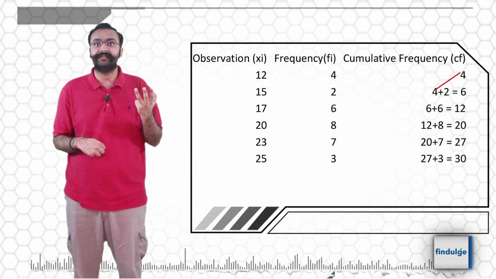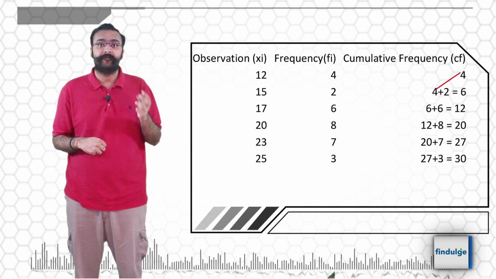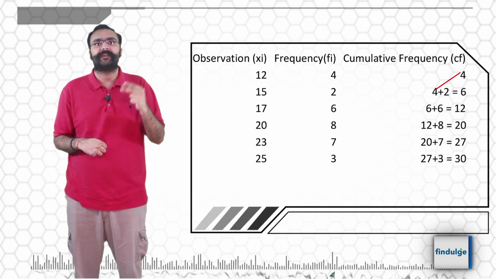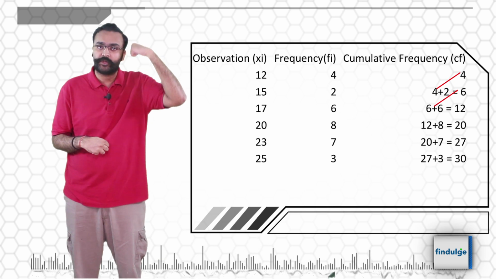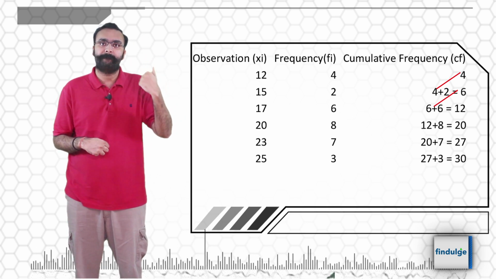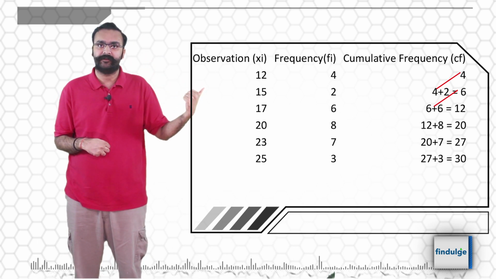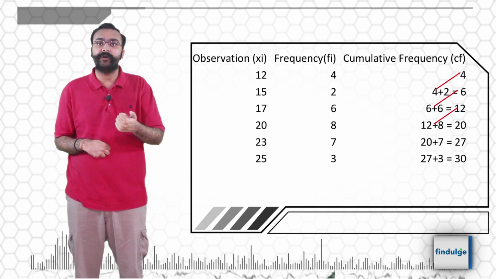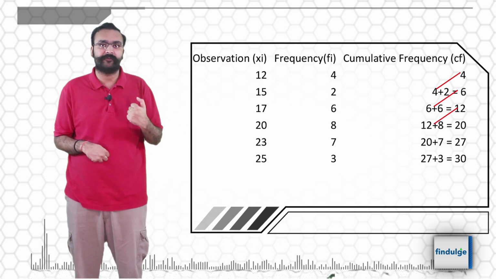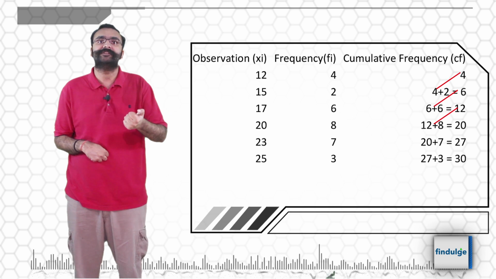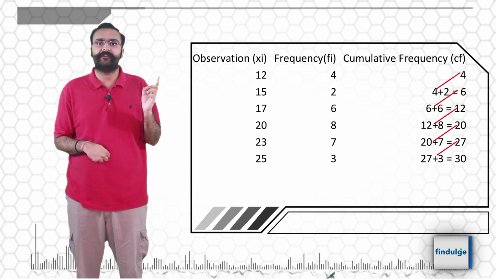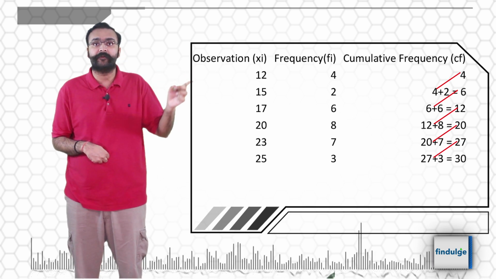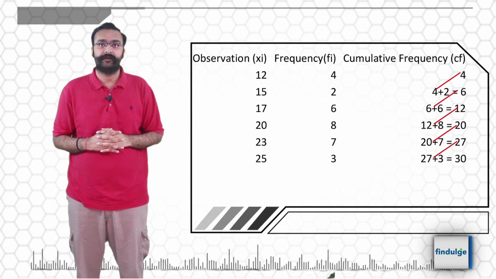Or you can see the clever way of doing it: first plus second is just the cumulative frequency of the second one. So you do cumulative frequency of second plus frequency of third. Cumulative frequency of fourth will be cumulative frequency of third plus frequency of fourth. And in this manner, if you follow the arrows very carefully, you fill up all of the cumulative frequencies.